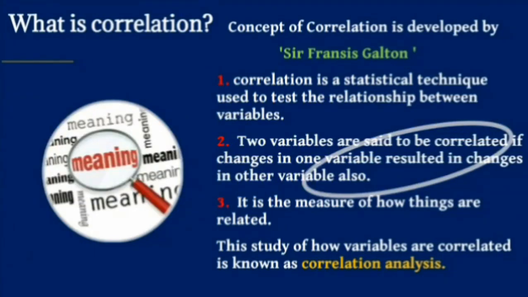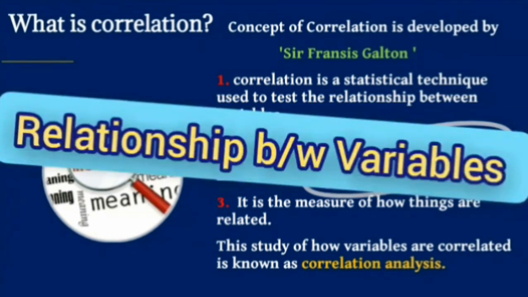The second striking point in this sentence is the relationship between the variables. This is the most important element in correlation. How can we say that two variables are correlated to each other? We can say that two variables are correlated to each other if changes in one variable result in changes in another variable also. It means if there is any association between the two variables, the changes in one variable will be accompanied by corresponding or parallel changes in another variable.